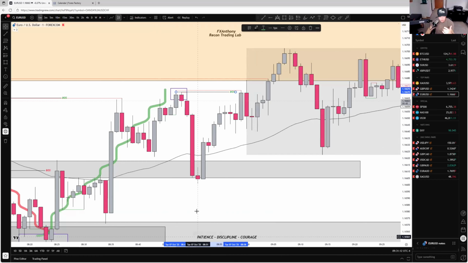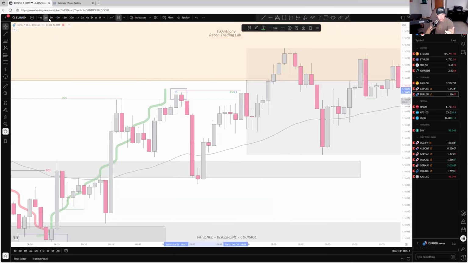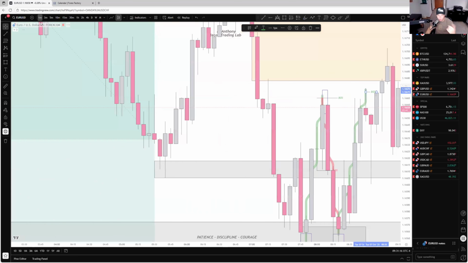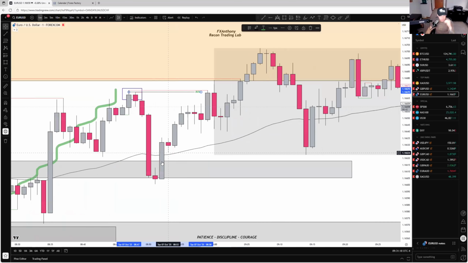Now, this is an ugly setup. It's a beautiful setup on the 3 minute and 5 minute. But if you're looking at a 1 minute sniper entry to get the tightest stop loss, everything that you want, you need to wait for this 1 minute to go bullish, because the 1 minute leads the time frames. You've got to think, if the 1 minute's bearish, there's a chance that the 3 minute goes bearish. There's a chance that the 5 minute goes bearish, and so on.